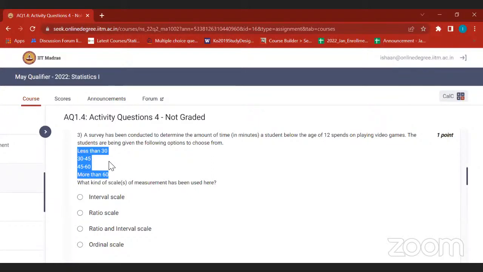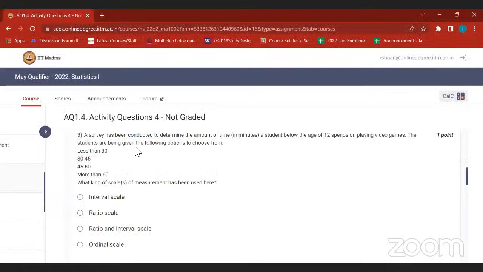So this means that when we group things, then it becomes ordinal. Like for temperature also, if we divide it into groups, then it will become ordinal. Okay. Sir, but why is it not ratio scale? We can have a student who does not at all use the phone, and 0 minute is timing.